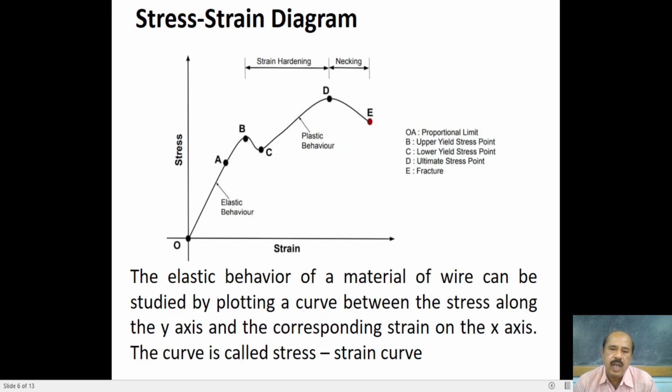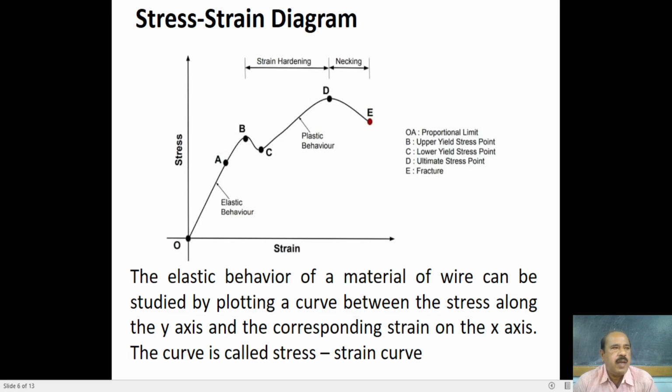The load at which the wire breaks is called the breaking stress, and the point A is called the elastic limit point and point B is called the yield point. At point C, the wire becomes thinner and thinner as you increase the load further and further. Finally, it snaps. The stress corresponding to this point is called the breaking stress. So this is how we can explain the stress strain diagram.